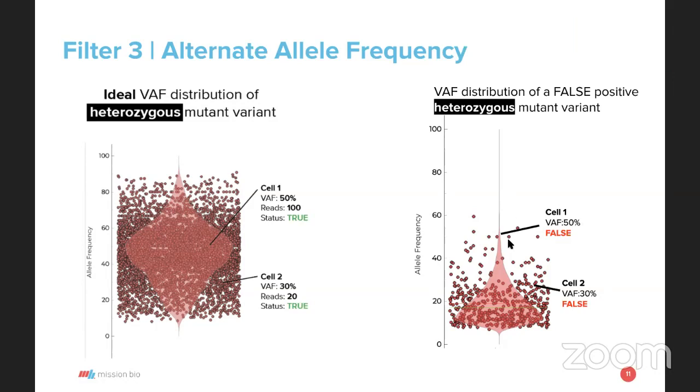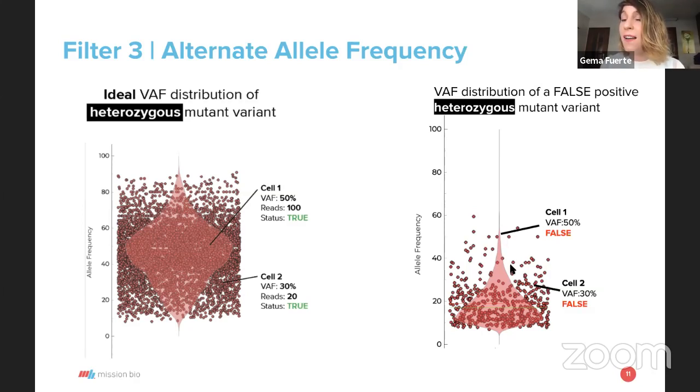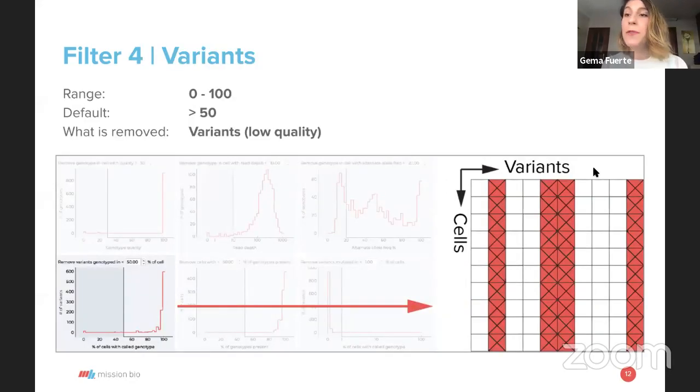Thanks for the clarification. And then what are the things that can lead to these false positives? It could be PCR errors, for instance, or even sequencing errors. These are not the only reasons, but some reasons why we could see these false positives. Awesome. So this is filter 3. Let's just move to filter 4.